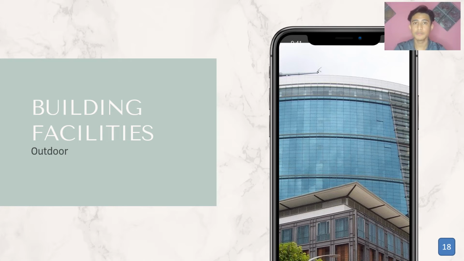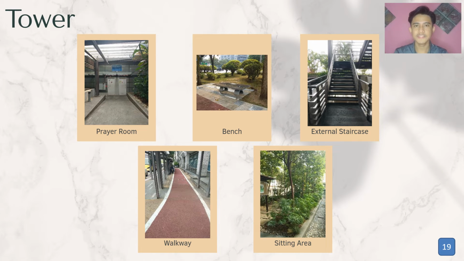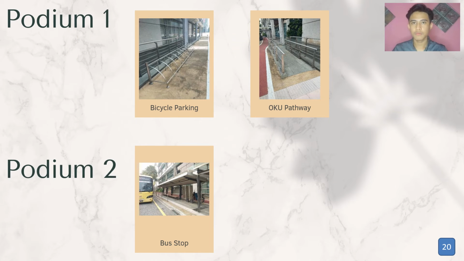Next, we move to the building facilities outdoor. There are several building facilities outdoor provided on the tower, like prayer room, bench, external staircase, walkway, and sitting area. For podium 1, there are only 2 building facilities outdoor, which are bicycle parking and OKU pathway. For podium 2, there is only 1 building facility outdoor, which is the bus stop.